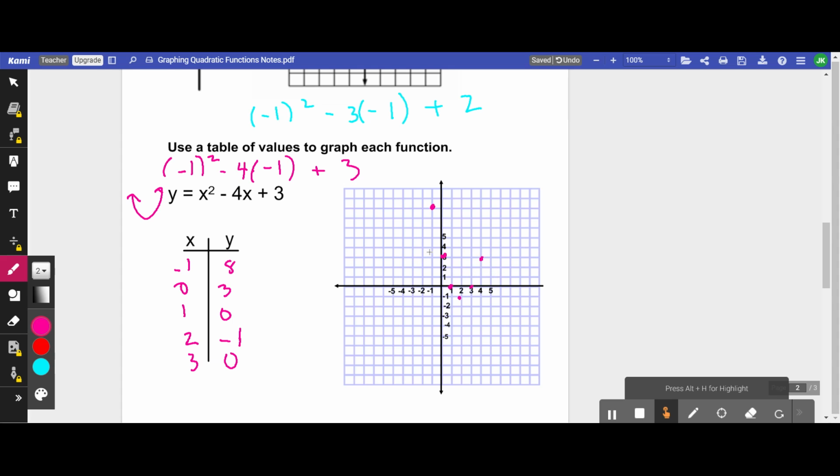And then you can get your next point up there too, and then count how much this is up. 1, 2, 3, 4, 5. Up 5 over 1. And then you can connect your points here.